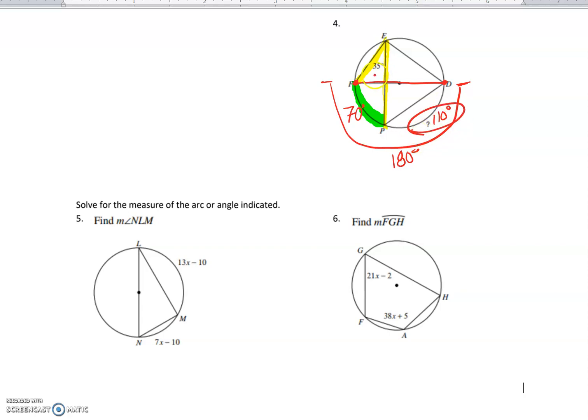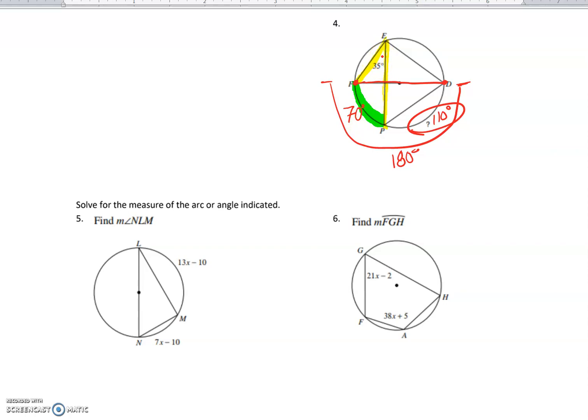Okay, so the purpose of this 35 is to see that we can discover this arc and its measure, and it's 70 degrees because it always has to be double the value of its inscribed angle.